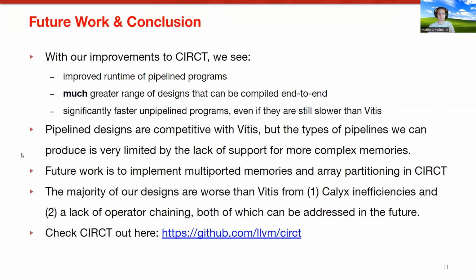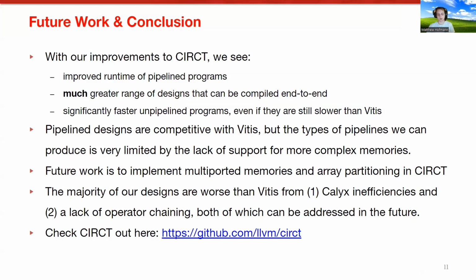So, with our improvements to CIRCT, we see that it's still much better than what we were working with at the baseline level. We get improved runtime of pipeline programs, and even if we don't have the best performance, at least we can compile it all. So with our new features, we have a much greater range of designs that can be compiled end to end. And with pipelining, we are seeing that they are speeding up unpipelined programs, even if they are still lower than Vitis. So, our most competitive designs are pipelined, but the limitation there is the types of pipelines we can produce is very limited by the lack of support for more complex memories.